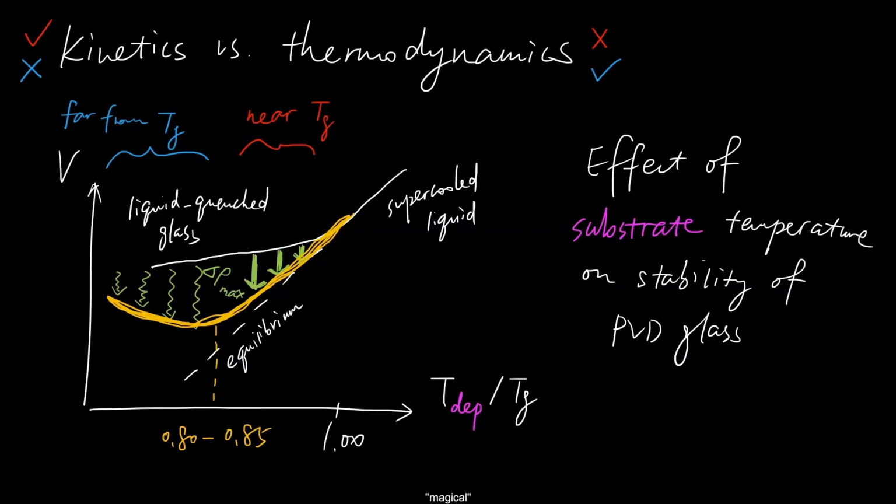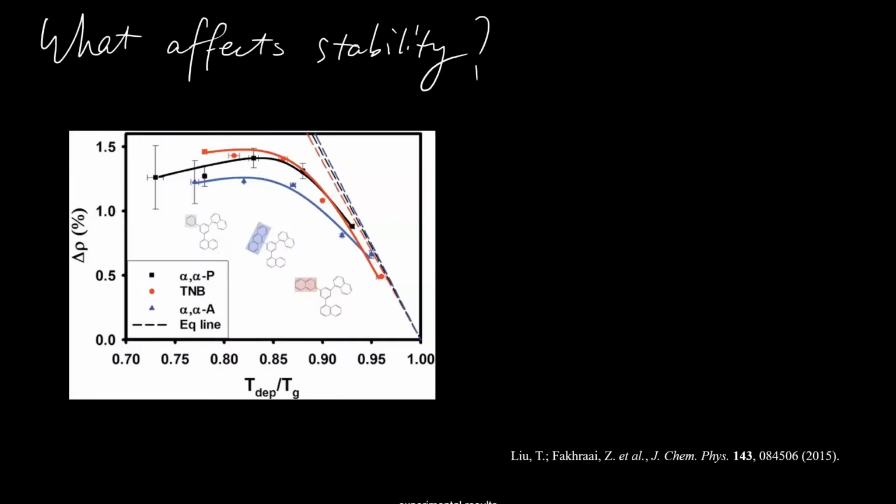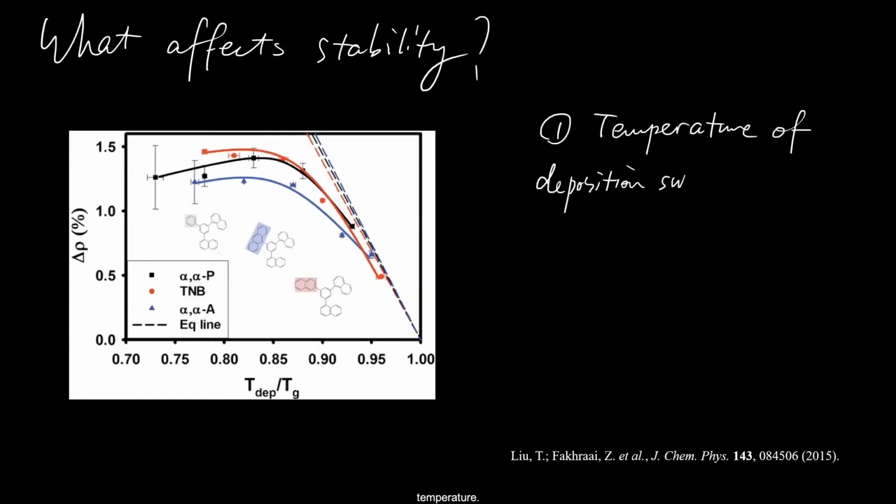I'll illustrate this magical number with some experimental data. And here we have experimental results from a paper published by our group. As the curves suggest, it is a common trend that the density of vapor-deposited glasses of these molecules all depend on the deposition temperature. There is also the phenomenon that the highest density increase is observed between 0.80 to 0.85 Tg, and this relative temperature range seems to be universal for the vast majority of glass-forming molecules, regardless of how high or low their Tgs are.